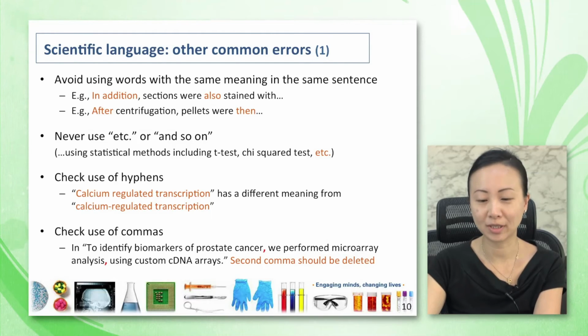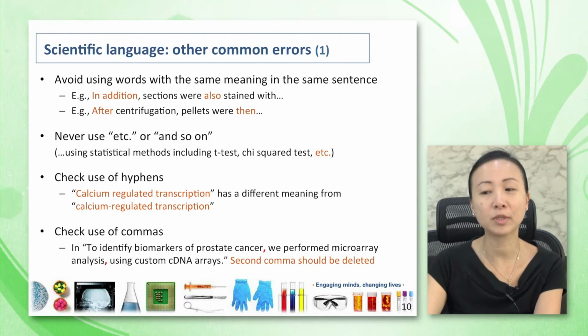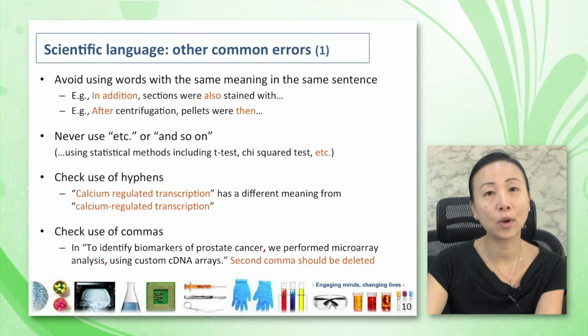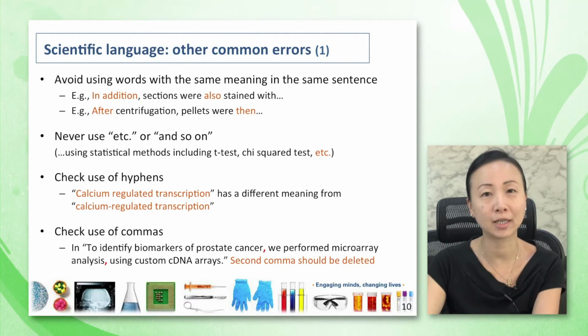Check the use of commas. In this sentence, "To identify biomarkers of prostate cancer, we performed microarray analysis, using custom cDNA arrays," the second comma should be deleted. If you noticed, when I was reading the sentence aloud, I had to take a breath after cancer, but I did not have to do so after the word analysis. So that's a good way to know when you should delete a comma, because the function of a comma in a sentence is to allow the reader to take a breath if they're reading it aloud.